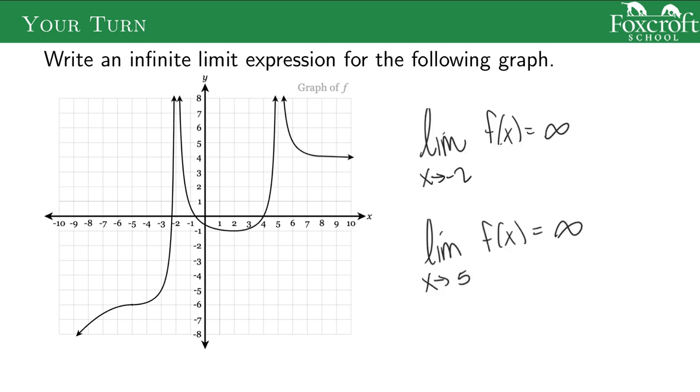All right, and here are two of the things you could have written. The limit as x approaches -2 is infinity. I'm at -2, and these values are going all the way up. And same thing at 5.